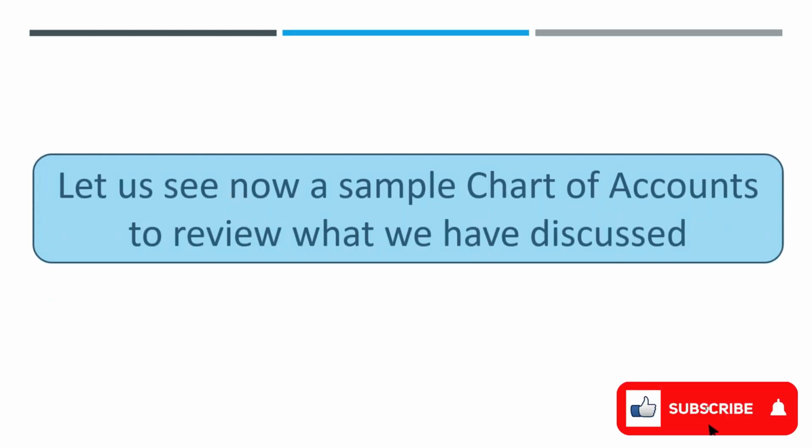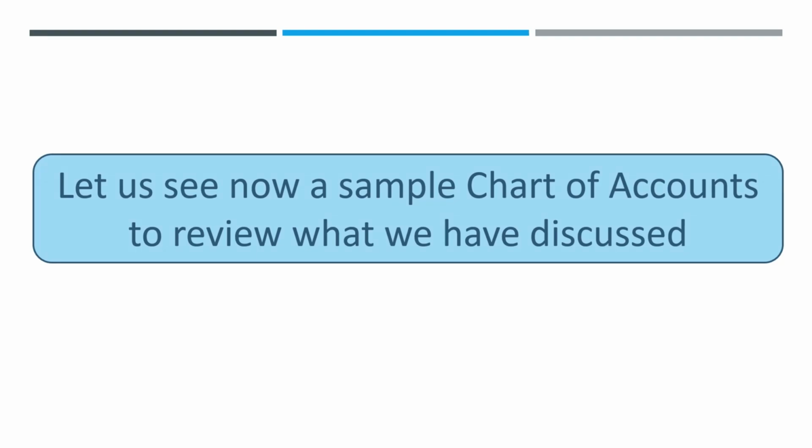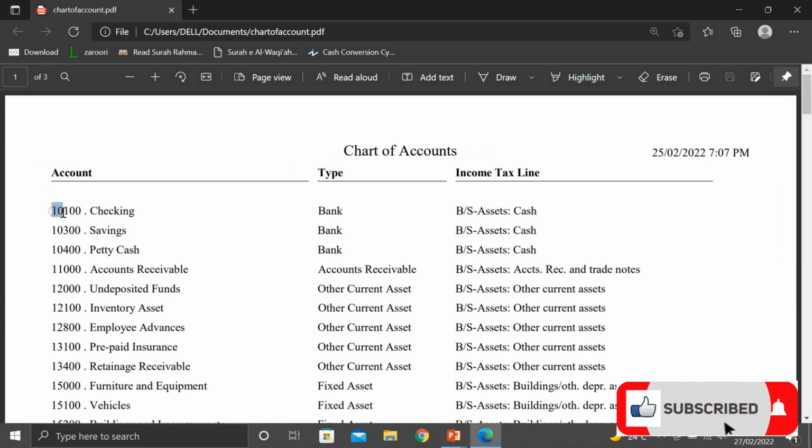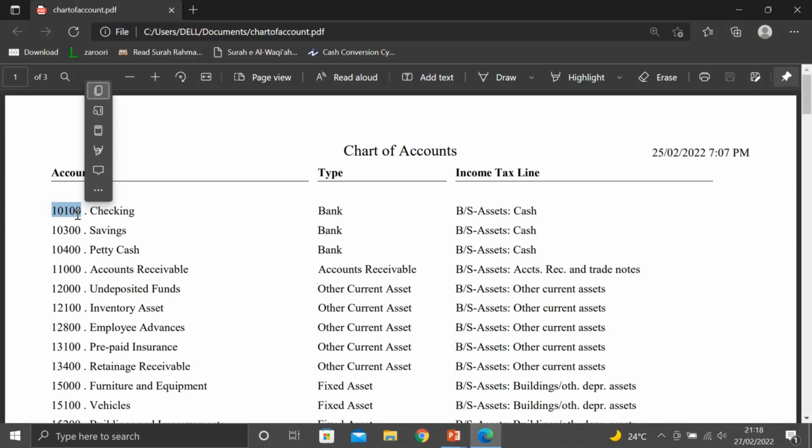Now we will see a simple chart of account to review what we have discussed in the earlier presentations. This is in front of us, a simple chart of account. Okay, we have first the account code 10100, checking. This is for the bank account, and 10300, this is also a bank account, a saving bank account, and the account type is bank. And then 10400, this is a petty cash account and the account type we provided is bank.